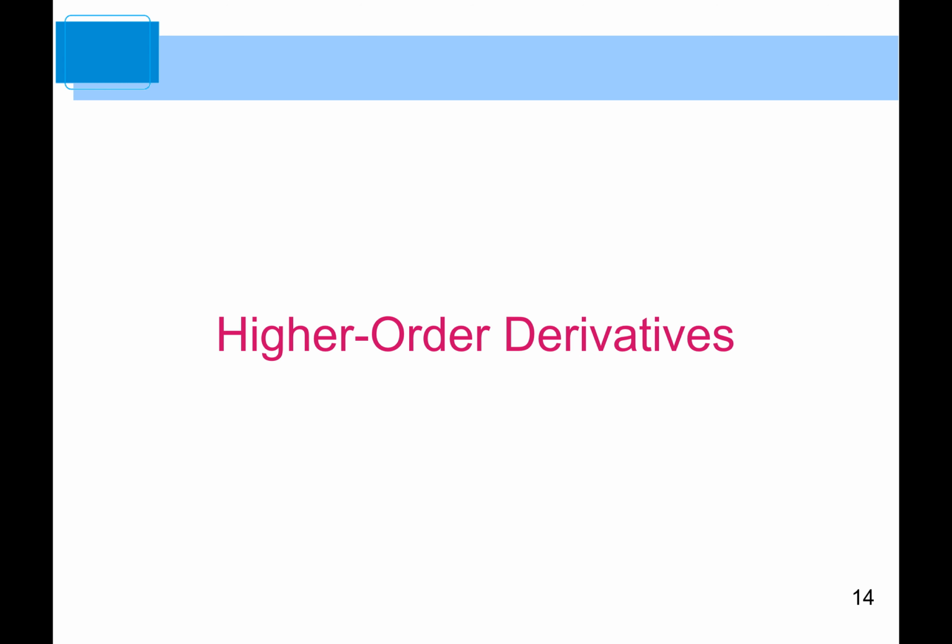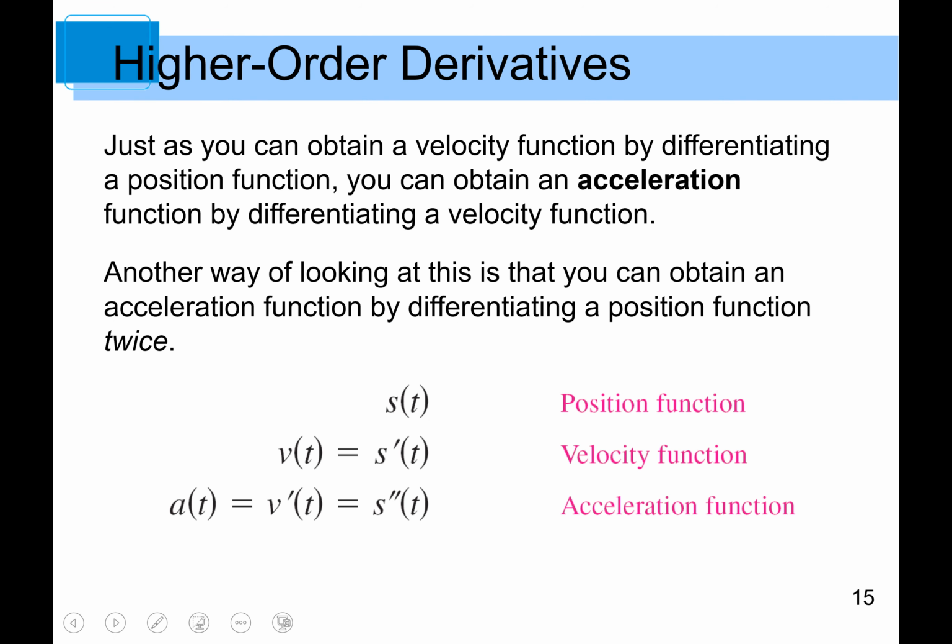Okay, so next, let's take a look at higher order derivatives. First of all, we're going to revisit one of the 4 major problems in derivatives. Remember, the velocity function is achieved by differentiating the position function, and you can obtain the acceleration function by differentiating the velocity function. Another way of looking at this, you can obtain an acceleration function by differentiating a position function twice.